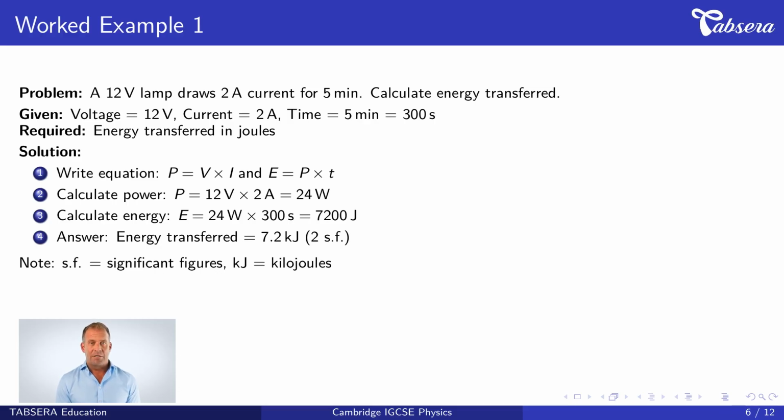Step 1. Write the equations. We use P equals V times I for power, and E equals P times T for energy, where P is power in watts, V is voltage in volts, I is current in amperes, E is energy in joules, and T is time in seconds. Step 2. Calculate power. P equals 12 volts times 2 amperes equals 24 watts. Step 3. Calculate energy. E equals 24 watts times 300 seconds equals 7,200 joules. Step 4. State the answer. The energy transferred is 7.2 kilojoules to two significant figures.